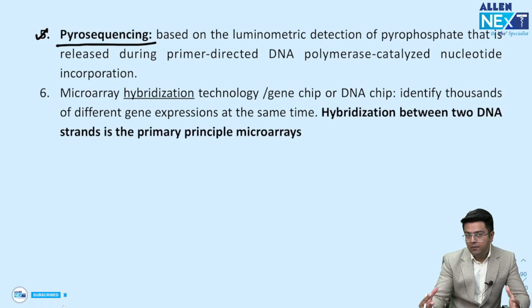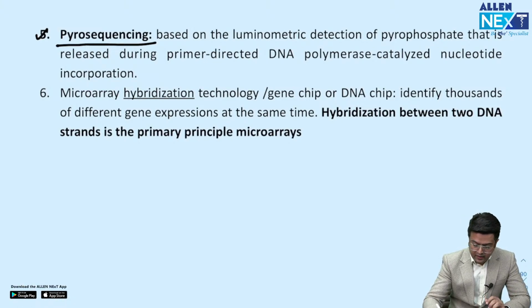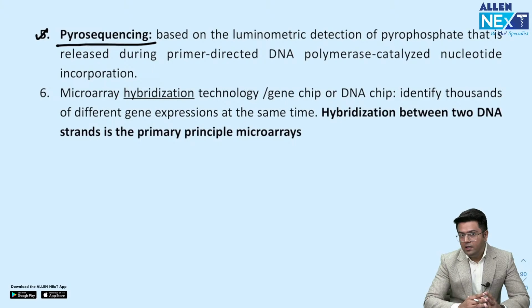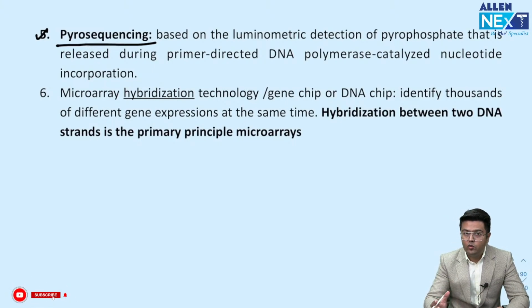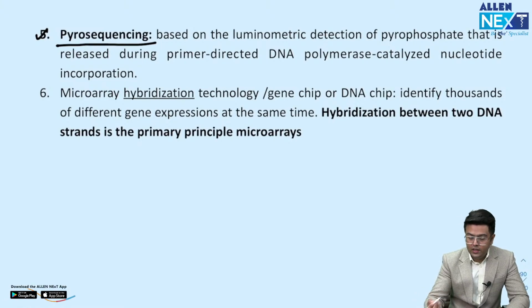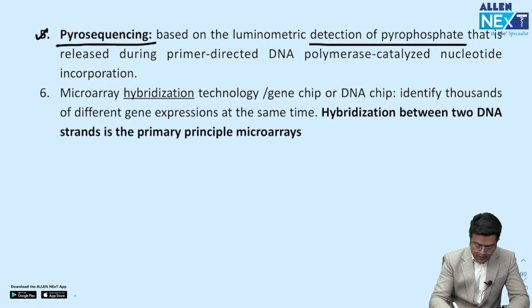Fine. Each time a nucleotide is added, as nucleotide we take ATP, but what we add is AMP. So the two phosphates will be removed, which are called pyrophosphates. So that is why it is called pyrosequencing. Fine. So detection of pyrophosphate, and that is through the light signals.